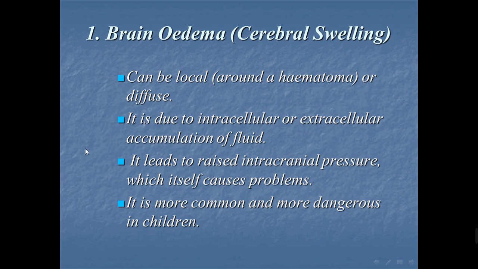Now, we will start with the brain edema, brain swelling. I think I gave you good information about this in the second lecture on increased cranial pressure. This can be local around a hematoma or diffuse. I mean the brain edema. It is either vasogenic, extracellular, or cytotoxic types of brain edema, due to intracellular or extracellular accumulation of fluid. It leads to raising the cranial pressure, which itself causes problems like herniation, for example. It is more common and more dangerous in children than in adults.